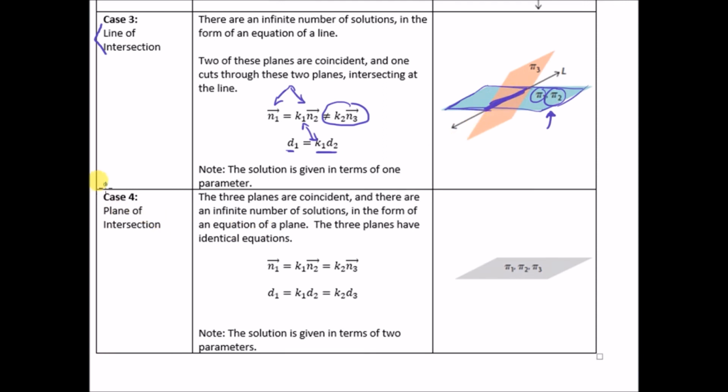In case four, a plane of intersection. If all three planes lie on top of one another, the entire equation of the plane is going to be the solution. Where those three planes intersect, they intersect at every single point possible on that plane. So all three normals are scalar multiples of one another, and all three d values are scalar multiples of one another, and again, the same scalar multiple. That's important. In other words, the three planes have identical equations.